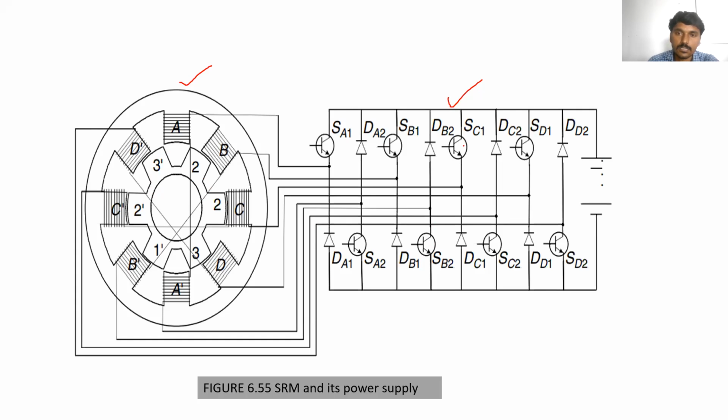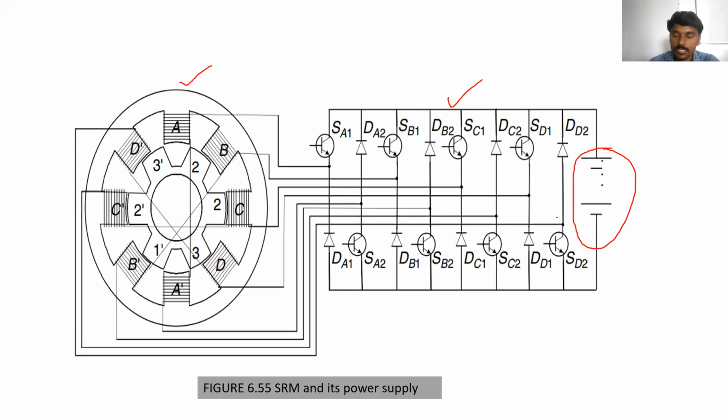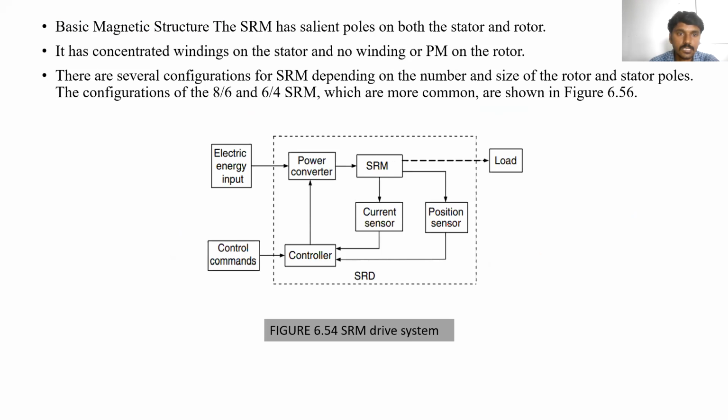This converter circuit has switches, and we are using a DC supply. Instead of the DC supply, we can also use a battery, no problem. It also has voltage sensors and current sensors in order to measure the voltage and current.